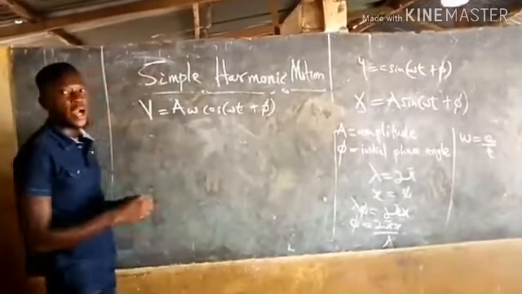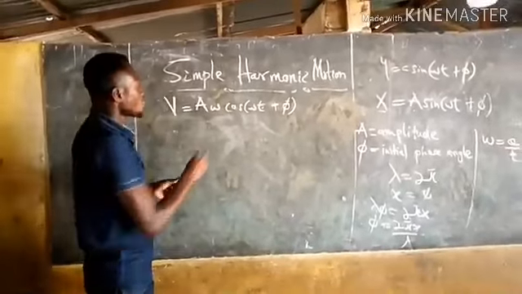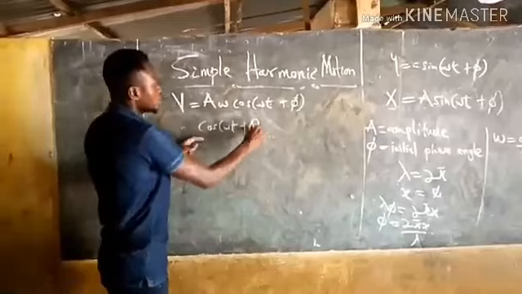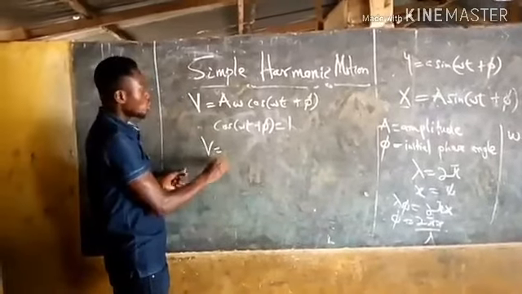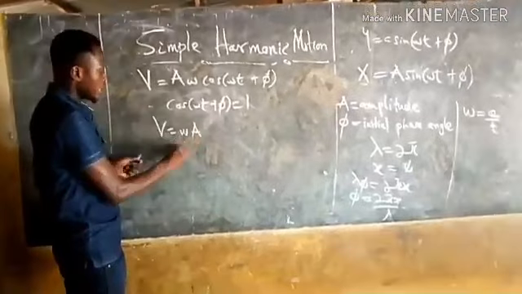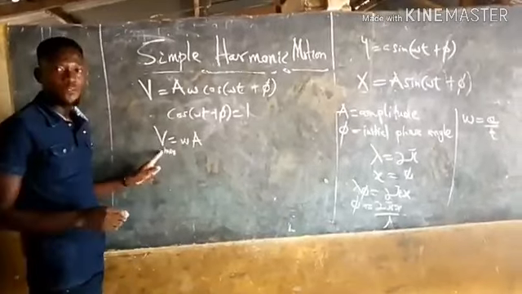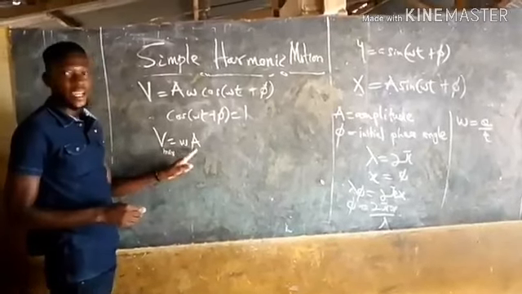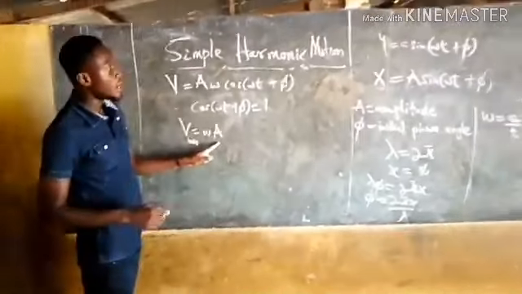So for a maximum velocity, cos(omega t + 5) should be equal to 1. So you are going to have v equals omega A. So that is the formula for the maximum velocity of a body undergoing simple harmonic motion: omega times A, where omega is angular velocity and A is amplitude.